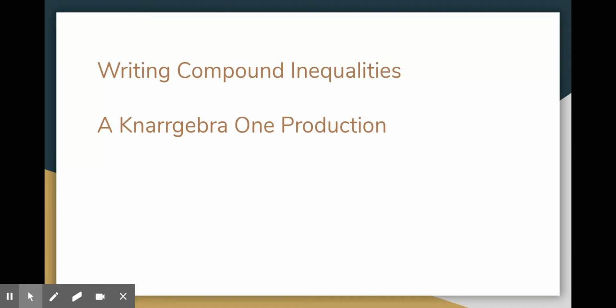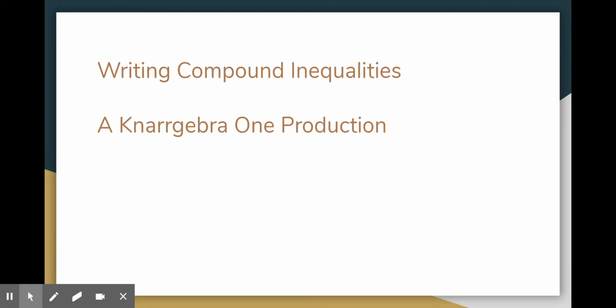Today I'm going to teach you how to write compound inequalities. I'm going to teach you a bunch of things involving compound inequalities: what they are, how to write them, how to graph them, how to write them in interval notation, and whether something is a solution to a compound inequality.